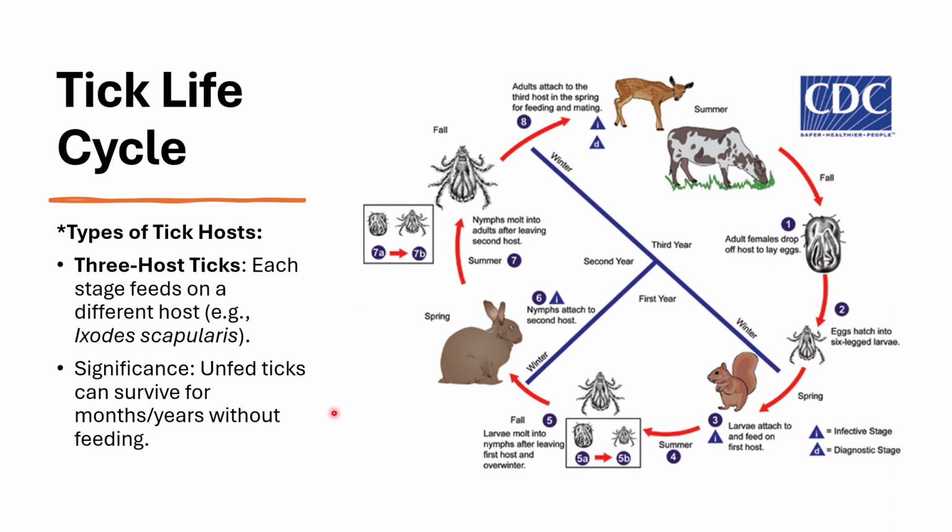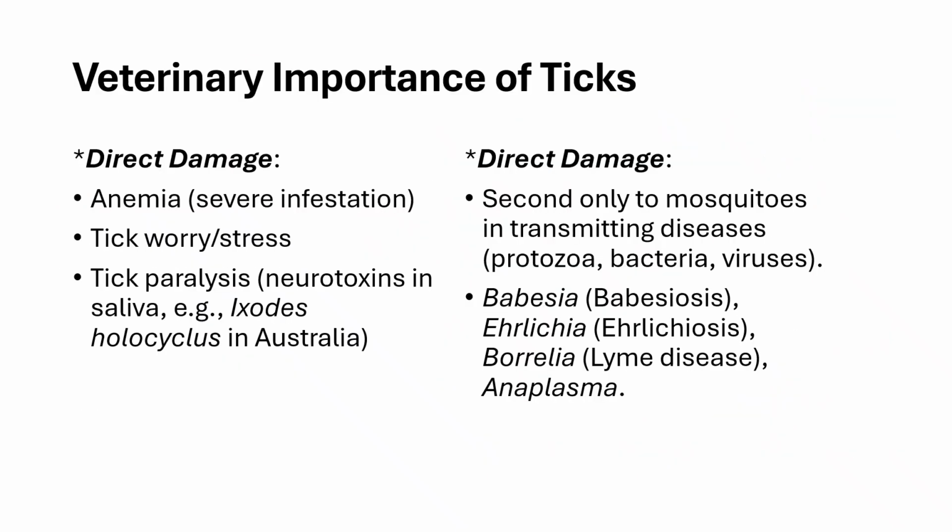So for the significance, the unfed ticks can survive for months or years without feeding. The ticks are considered to be resilient because the unfed ticks can survive for months and years without feeding. These are the veterinary importance and the major pathogens that are vectored by the ticks.